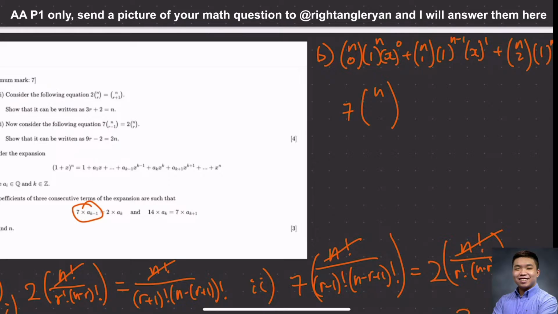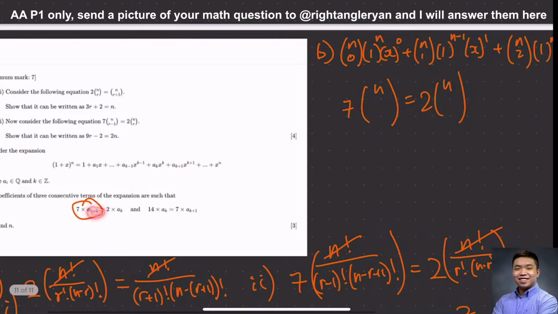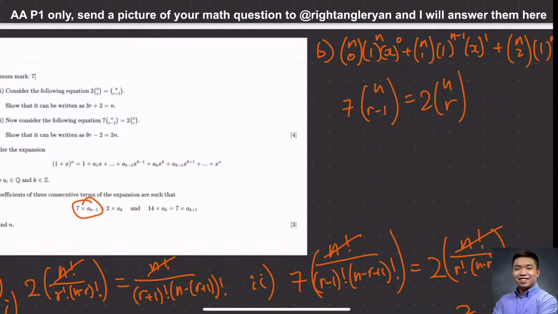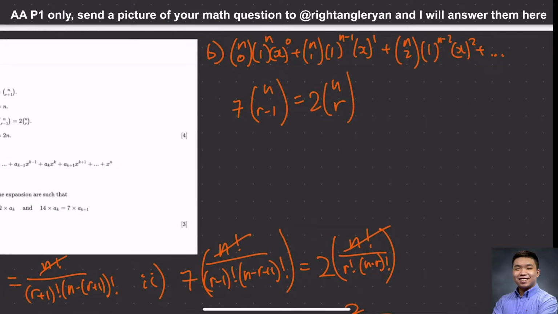So let's leave that blank for now. It's going to be 2 times n choose something. Okay, now if I'm going to have ak, right, that means I'm just going to do n choose r here. And since it's k minus 1, then it's just going to be r minus 1. Okay, and now we also have 14 times n choose something is equal to 7 n choose something. So if we're going to have k plus 1 and k, so that means we're going to have r and r plus 1. Is that okay? Okay?